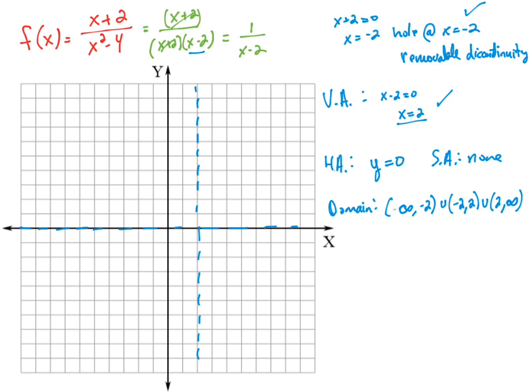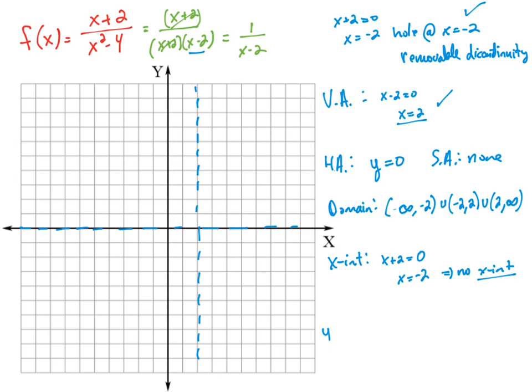So there's the domain. For the x-intercept, again, we set the numerator equal to 0 and solve. So we're going to say x plus 2 is equal to 0. We end up with x is equal to negative 2. This is where the removable discontinuity is. So we're going to say that there is no x-intercept here.